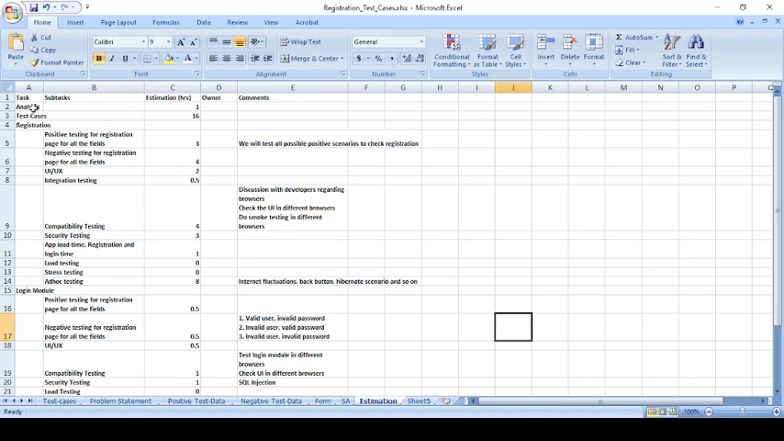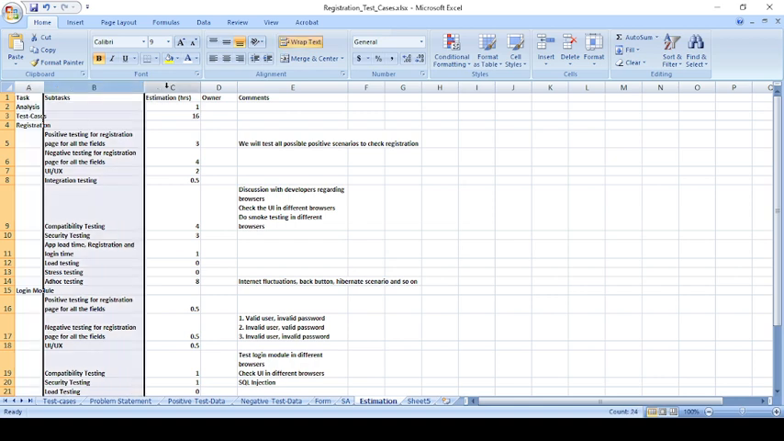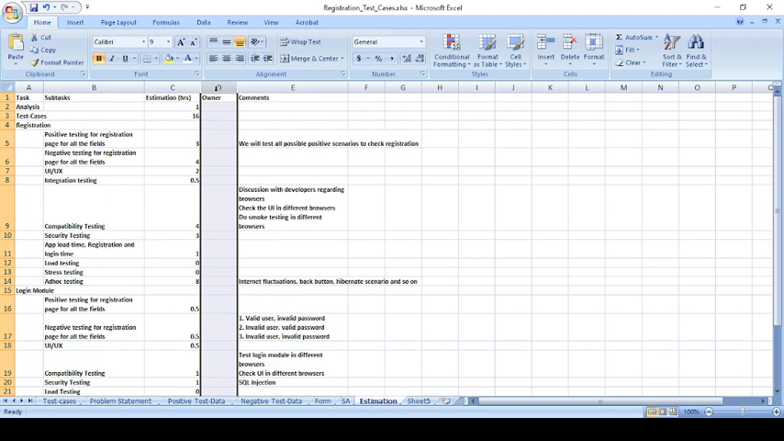The first phase of STLC, software testing lifecycle, is analysis. When the QA gets any new project, they need to do analysis. In our case it is about login and registration, which is a small module. To understand it, we have written analysis. The first column is task, second is subtask, third is estimation in hours, the fourth one is owner. As of now we'll skip it, and then there are comments.